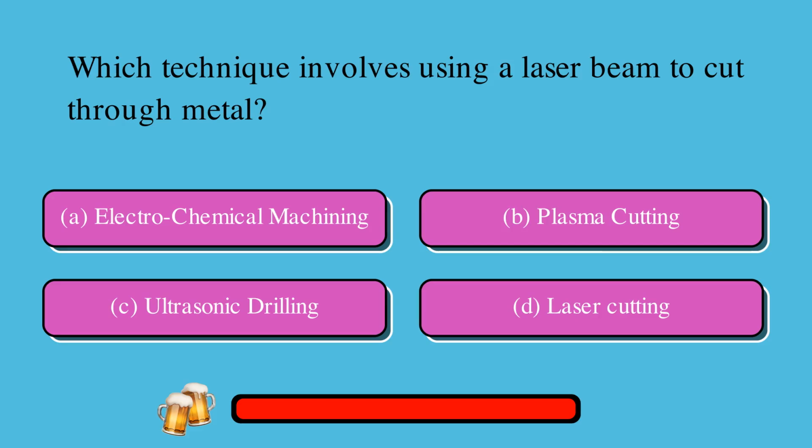Which technique involves using a laser beam to cut through metal? A. Electrochemical machining, or B. Plasma cutting, or C. Ultrasonic drilling, or D. Laser cutting? The correct answer is D. Laser cutting.